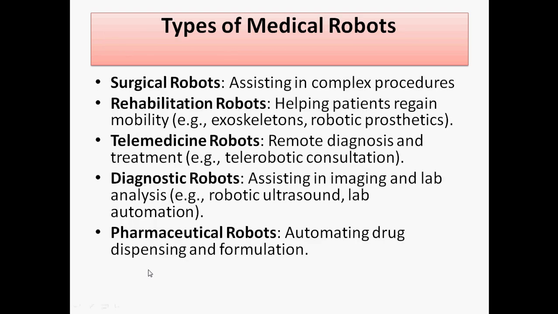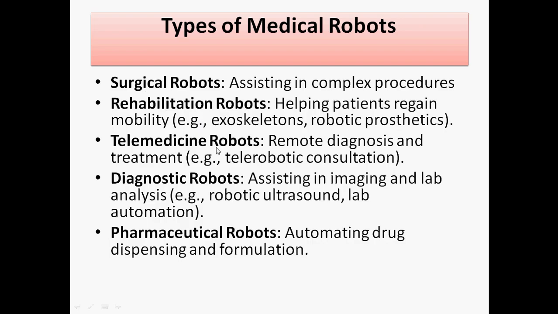Now we are going to discuss the types of medical robots. The first one is surgical robots. They assist in complex procedures. Then rehabilitation robots, which help patients regain mobility by using exoskeletons and robotic prosthetics. So with this system, patients can become mobile again, and that is called a rehabilitation robot. We use different devices, and then the patient can regain mobility. So that can be called rehabilitation robots.